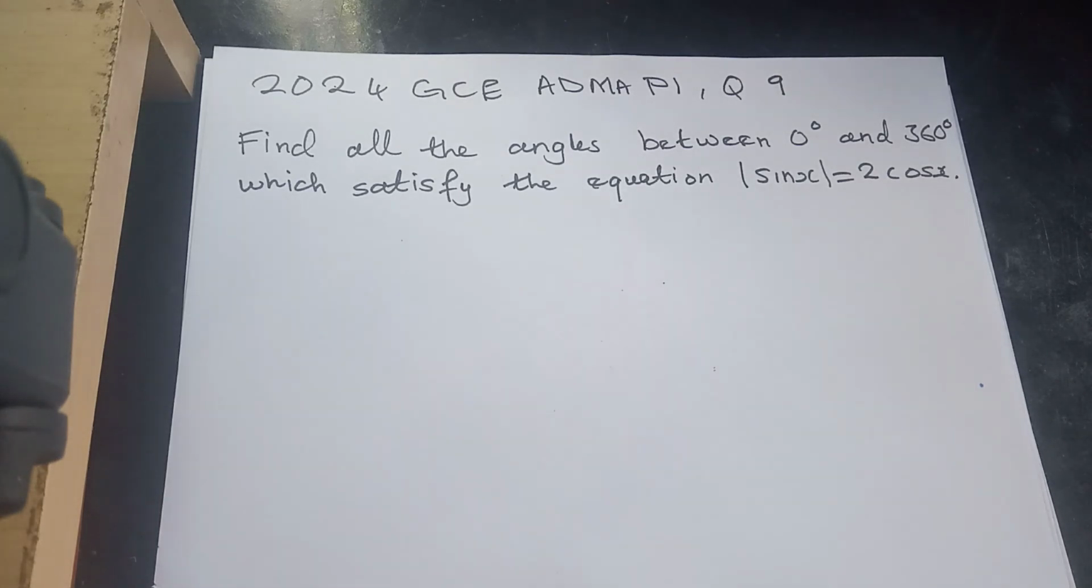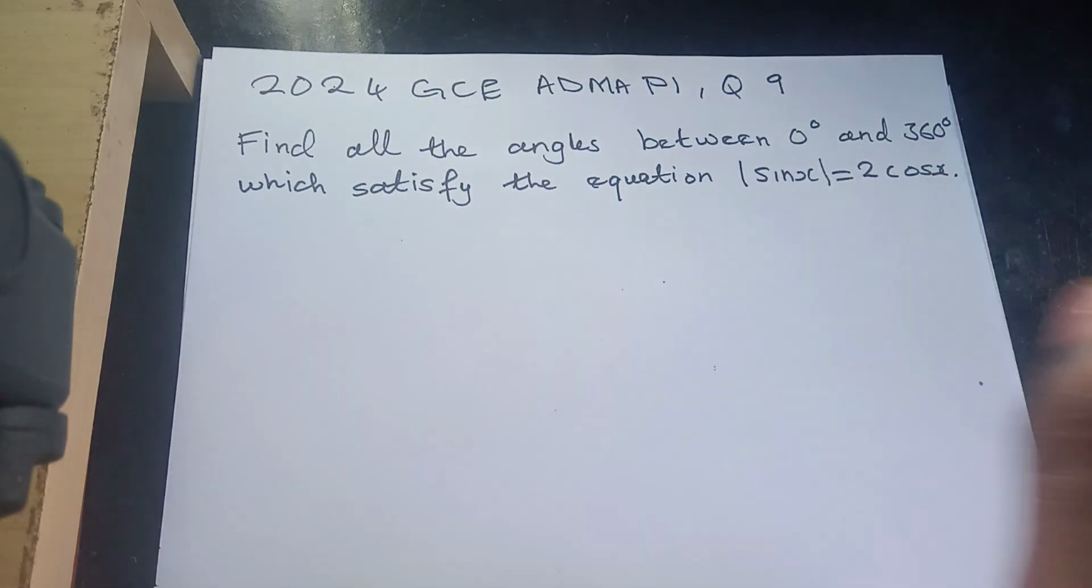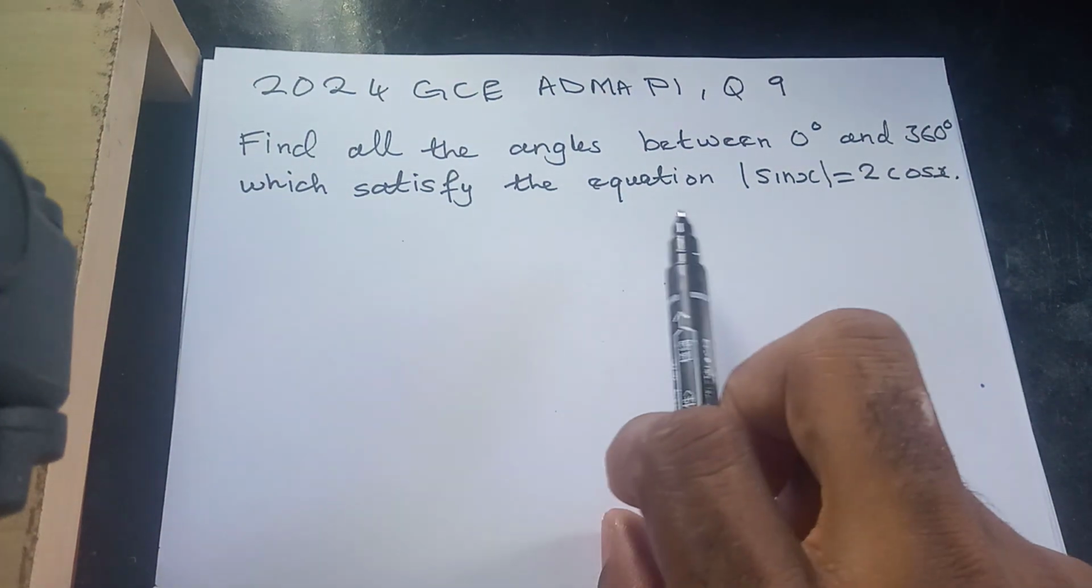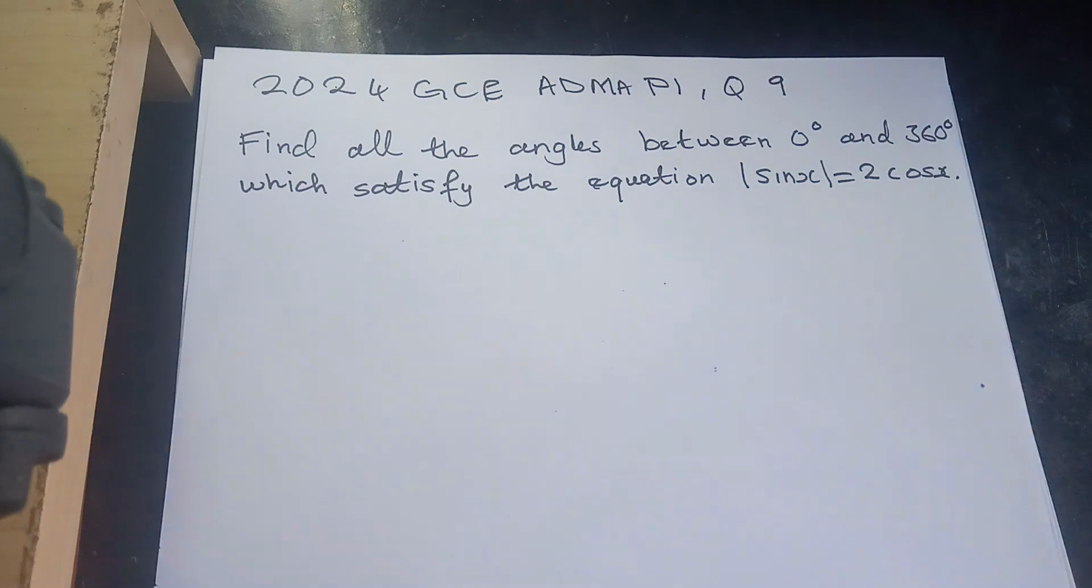2024 GCE ADDMA paper 1 question 9. So find all the angles between 0 degrees and 360 degrees which satisfy the equation this.